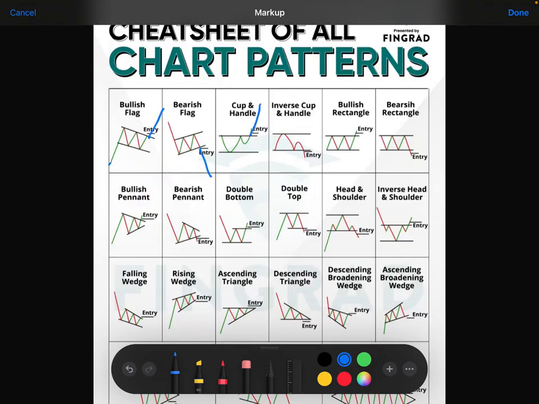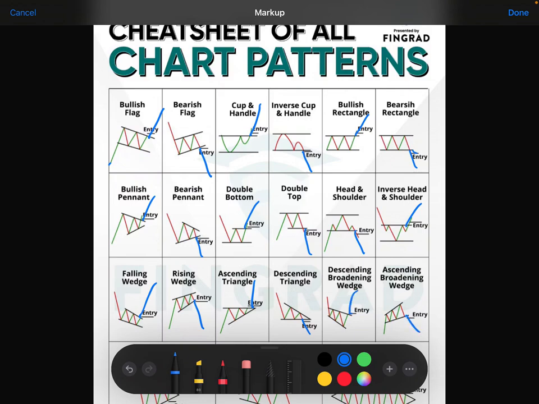I'm just going to draw this for all of them. Basically, wherever you're entering is where you're expecting the line to go. This was also really helpful for me to know: the line of entry is where you're expecting it to go.